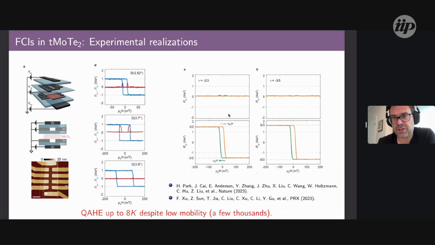And what is really amazing is not only to observe it, of course, at zero field, as you can see here, but let's say for the integer case, it's still observed up to pretty high temperature, typically up to 8 Kelvin, even though the samples are not really clean. It's even worse than what we had back in the days when people observed the fractional quantum Hall effect, in terms of mobility.